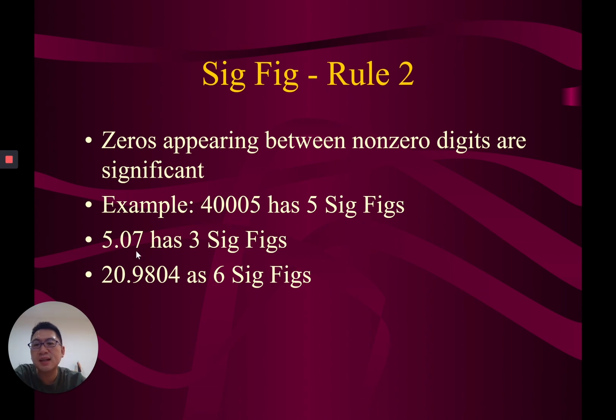This number has 3 significant digits or significant figures, sig figs for short, with a zero between a 5 and a 7. This 0 is significant because it's between a 2 and a 9. This 0 is significant because it's between an 8 and a 4, making every single digit there significant. There will be 6 sig figs or significant figures.